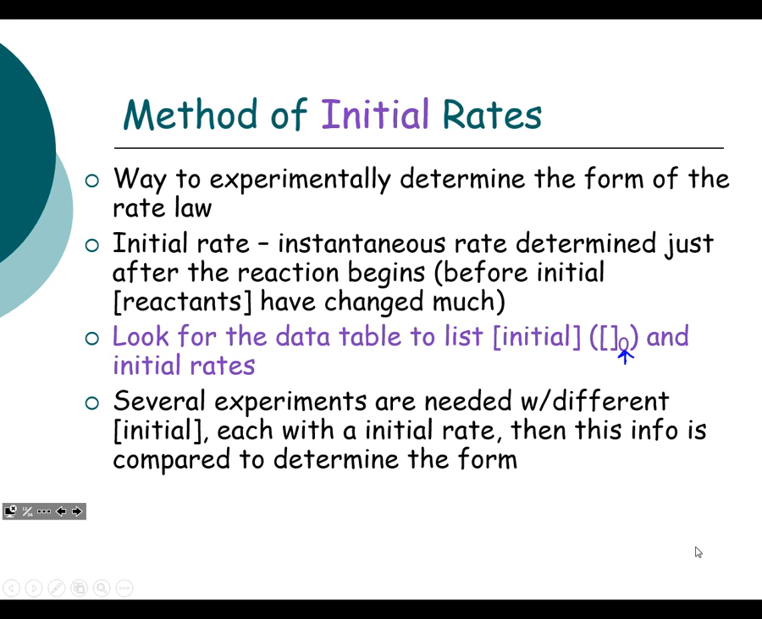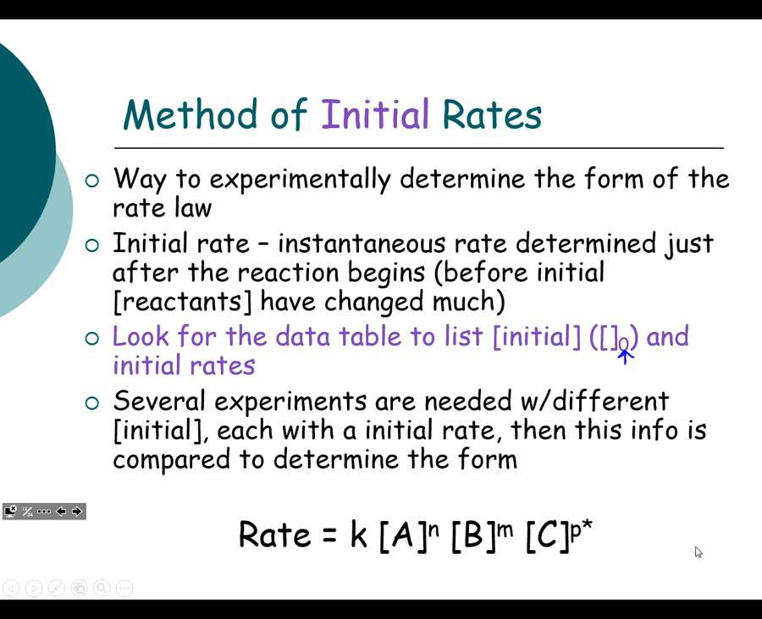You'll also see that there's a lot of data given to you. There'll be several different experiments or several different trials that they've done. You'll notice that there'll be some changing of the concentrations, and therefore you'll see some rates that might be different as well. Combining all of that information, we can come up with our rate law, come up with our orders.